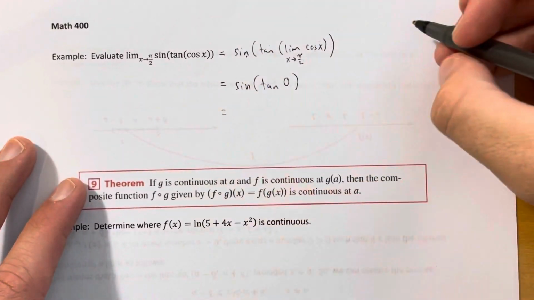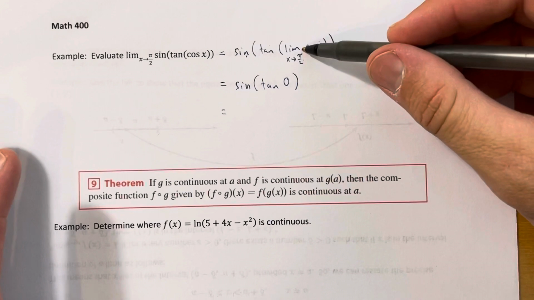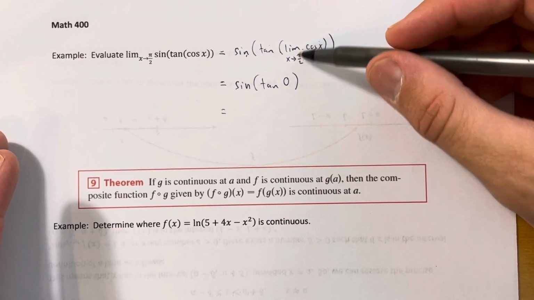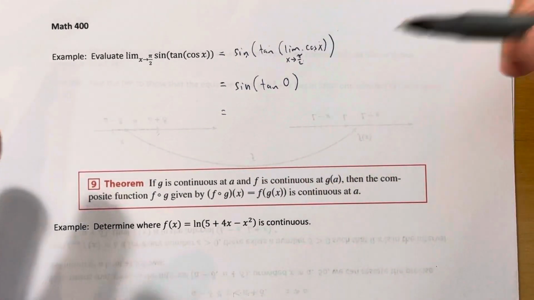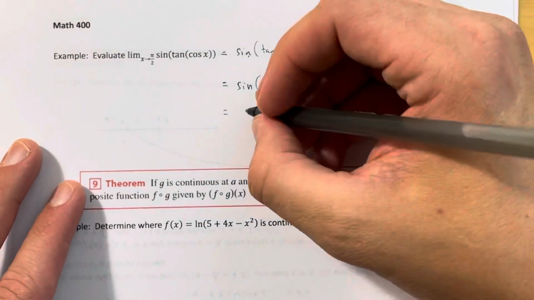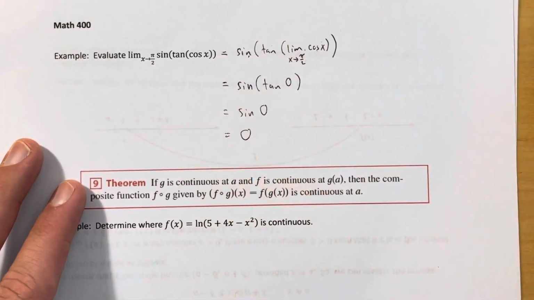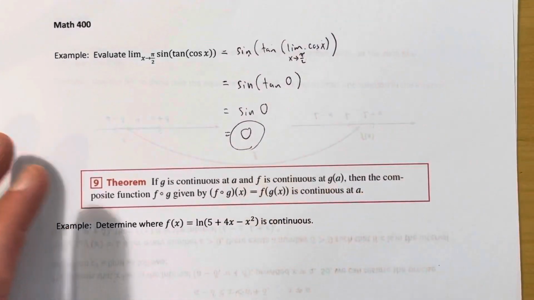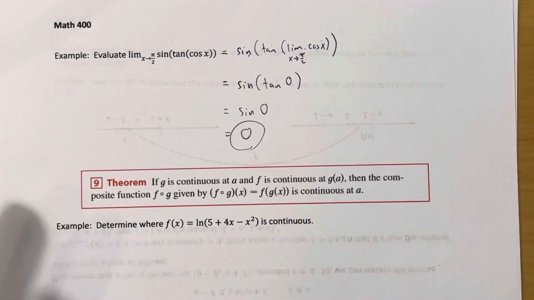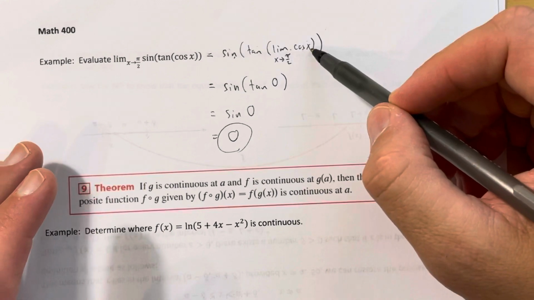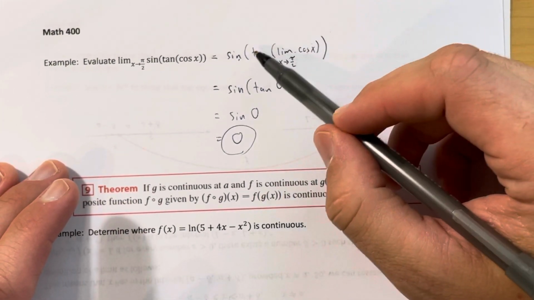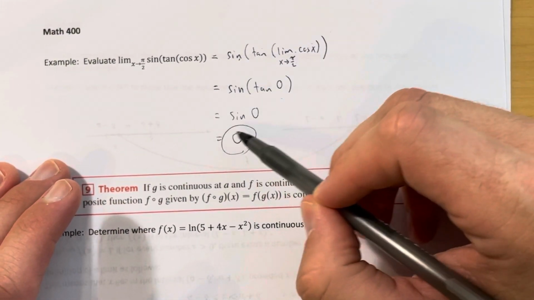Okay? Now, notice I've evaluated the only limit in the problem, and even though I'm not done, there are no more limits. Now it's just evaluating trigonometric functions. Tangent of 0 is equal to 0. So now we're looking at sine of 0, which equals 0. But that's basically what that theorem allows me to do: bring the limit all the way in, evaluate the limit, and then continue evaluating the rest of the function.